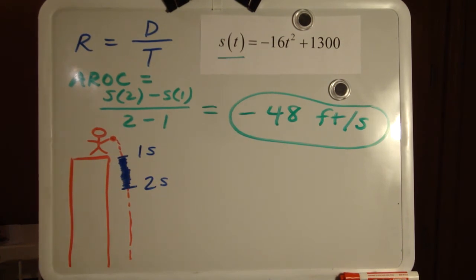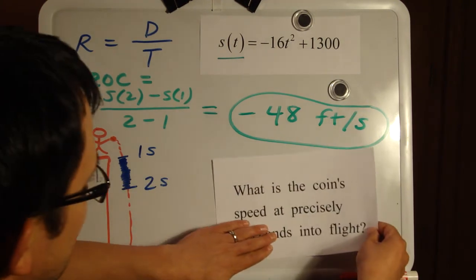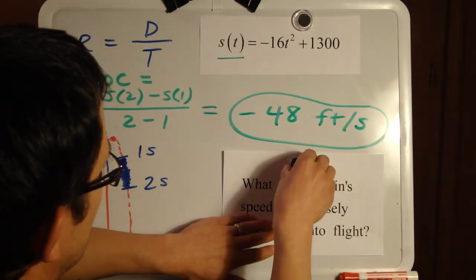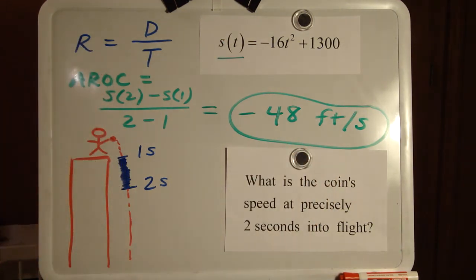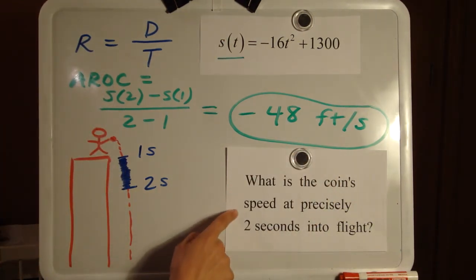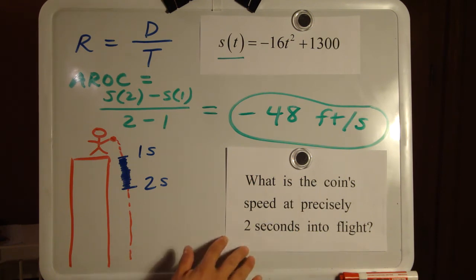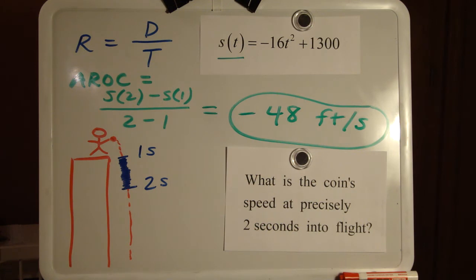Okay, so once we understand that, now we're going to move on to a different kind of question. And this is one where we can see some similarities, but it certainly is different. This question is saying now, what is the coin's speed at precisely 2 seconds into flight? So this is a very different question than the previous one.